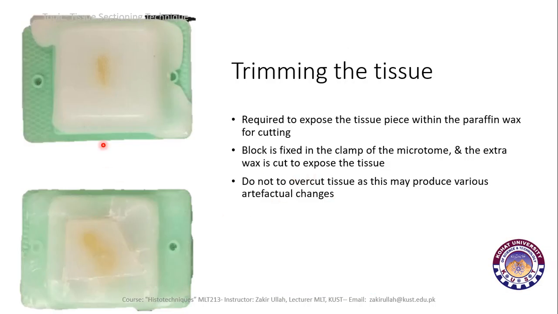Like we can see, this is the block in which the tissue is present here in the center and it is covered with the extra wax. So the extra wax is removed by trimming, but here are certain cracks which are produced by the overcutting of the tissue. So these artificial changes come during the overcutting or over trimming of the tissue.